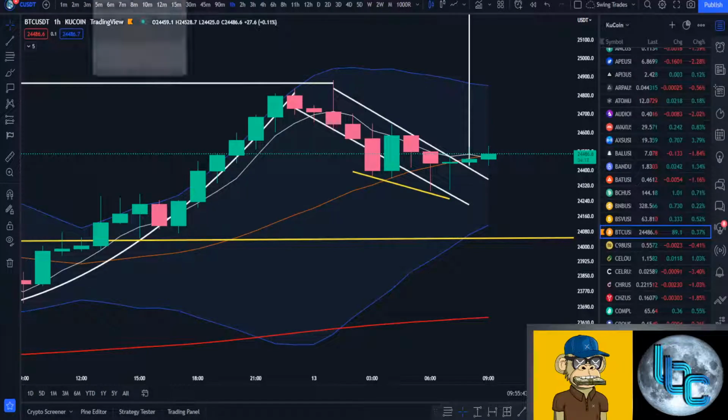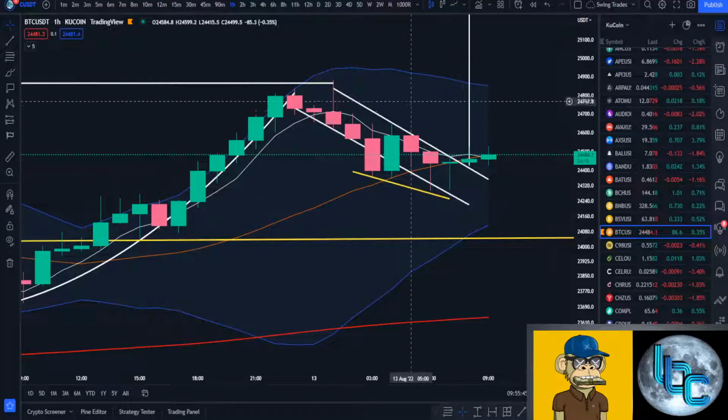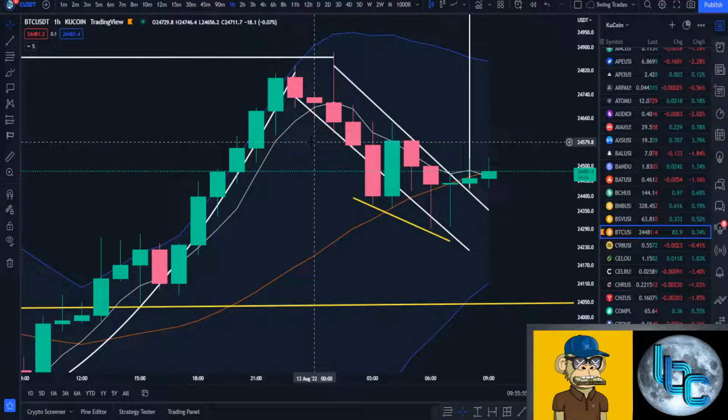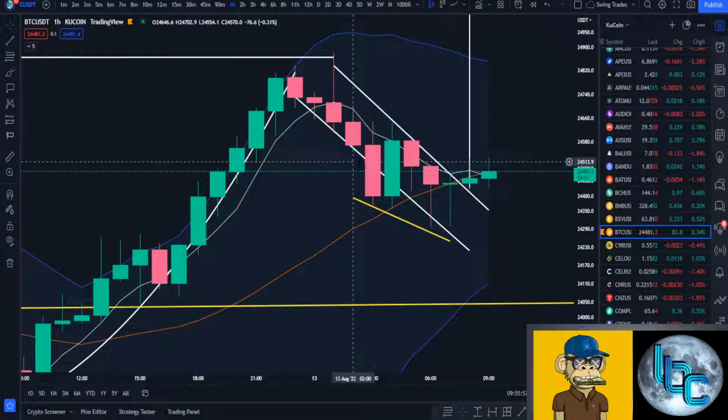Are you going to keep playing music? You better keep playing music. I found a website, guys, royalty-free music. You can just play it in the background for free. I don't have that Scamwick on TradingView Binance.